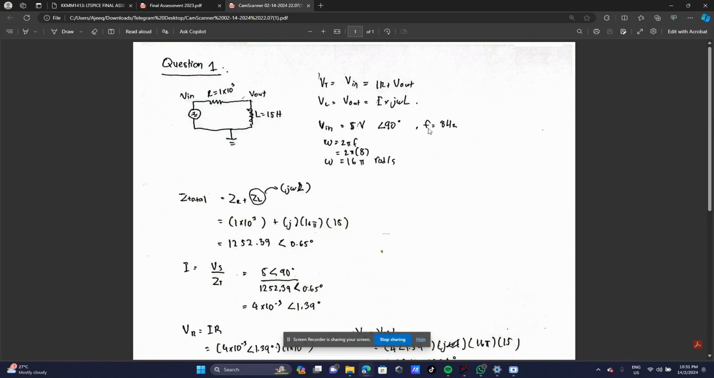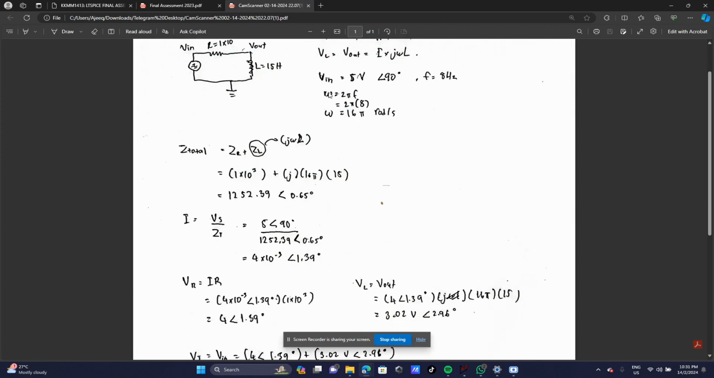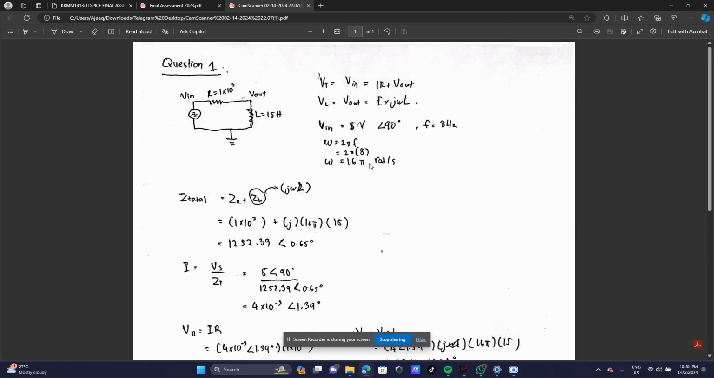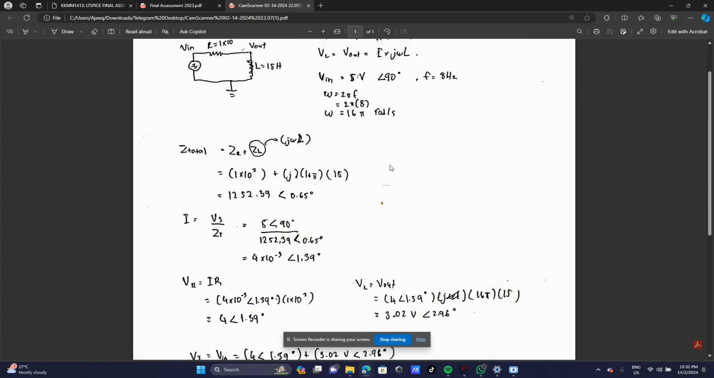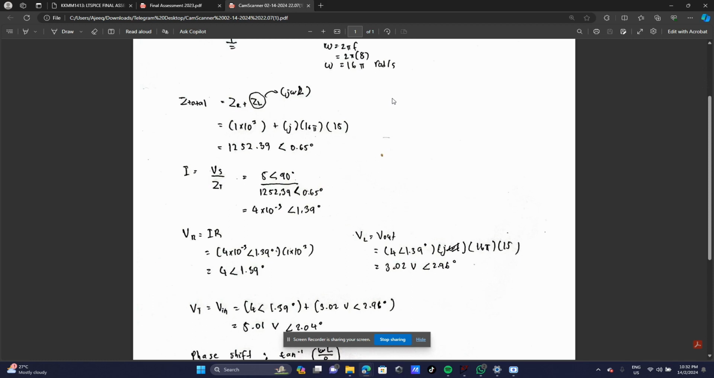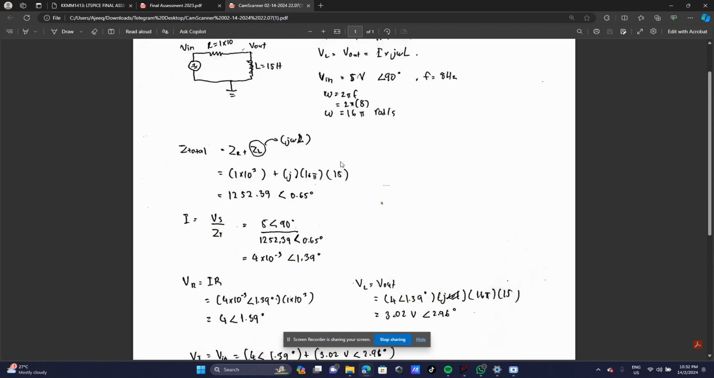And then we got a frequency of 8 hertz. And then we can calculate the omega by substituting the frequency value into the general formula, which is 2πf, and we just substitute 2π times 8, and then we got 16π rad per second. So remember to put your calculator on rad mode. Do not put it in degree mode, or you will not get the answer.